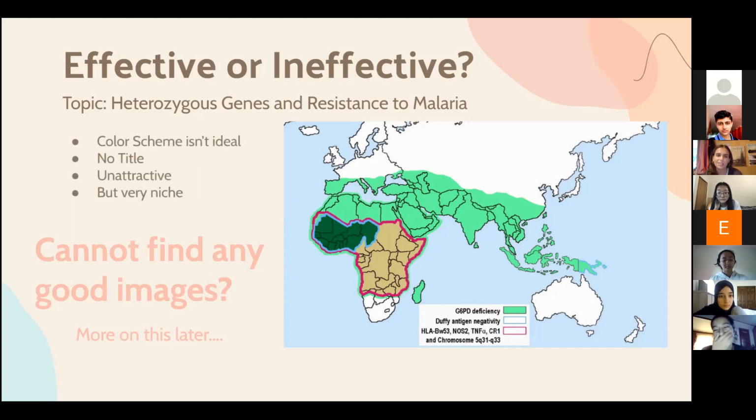So the color scheme isn't ideal, which is a nice way of saying it's very ugly looking. The color scheme is not great. However, this is something that can be fixed. So this isn't the biggest stressor, and we'll get into later how this can be fixed. But other than that, it doesn't have a title, so I don't know what this is about. And even if I have the article as context, it's still not ideal.